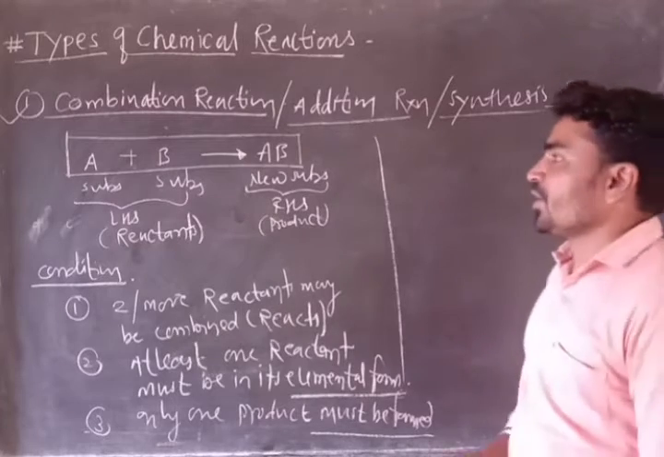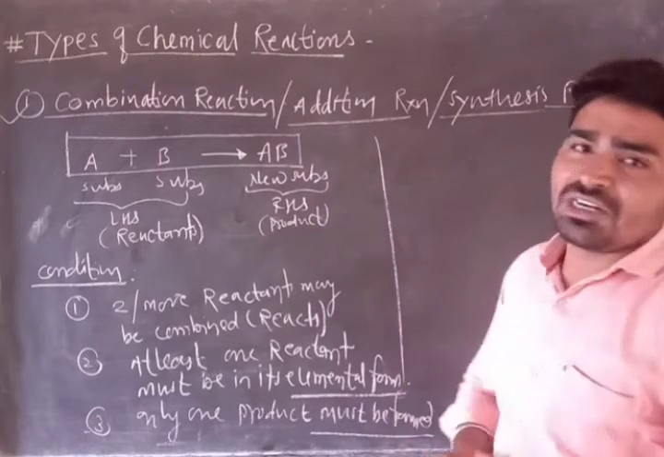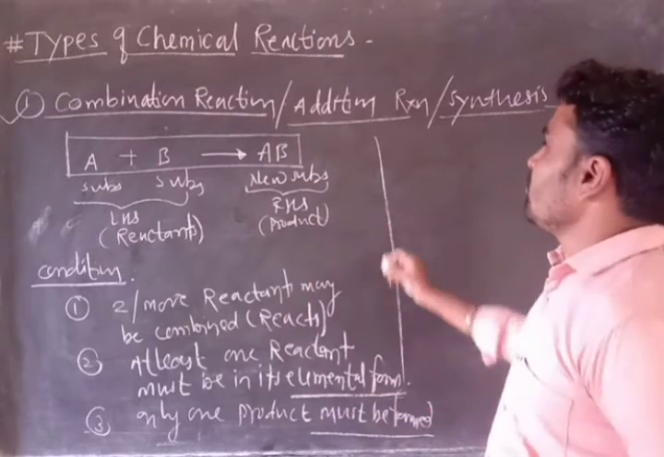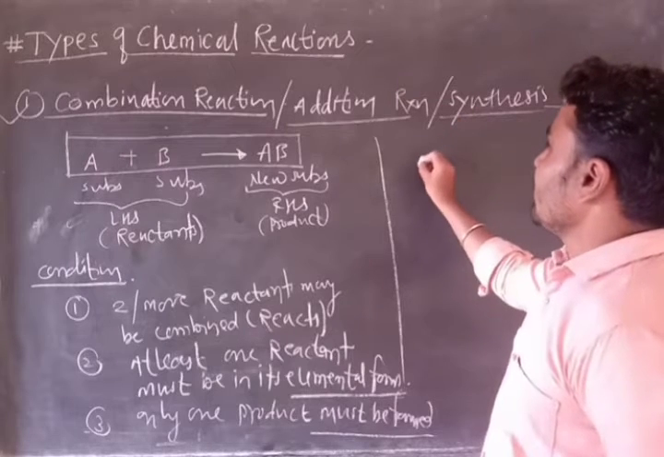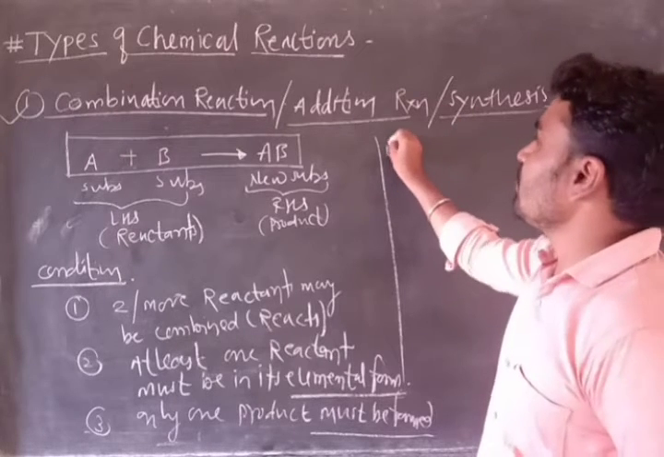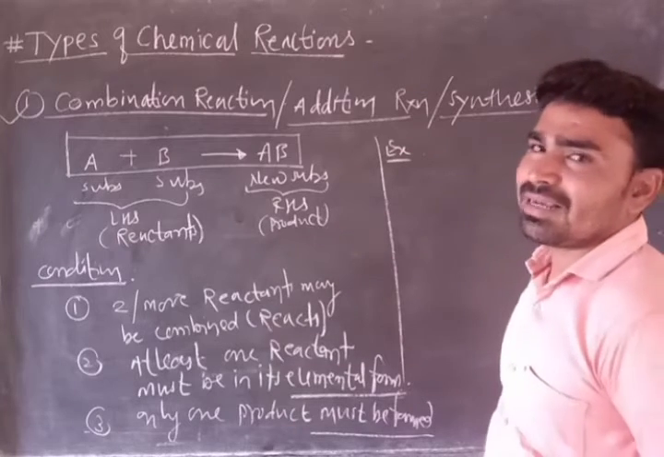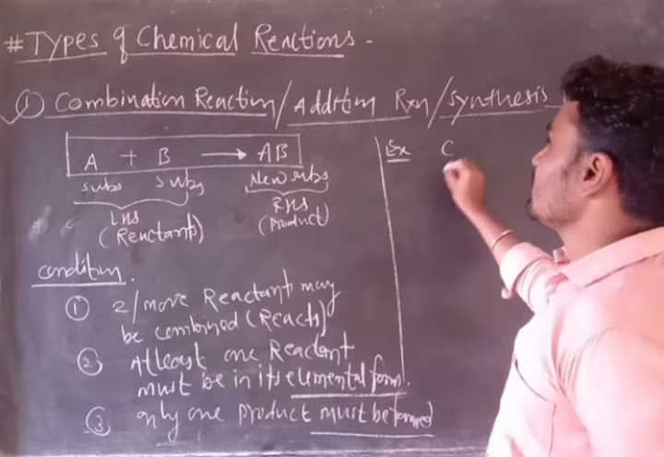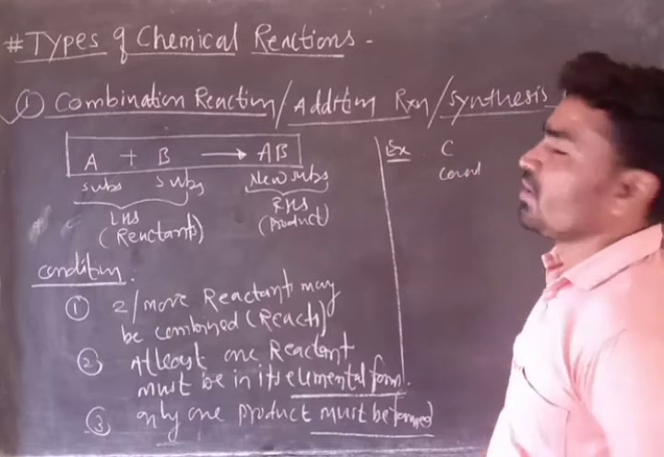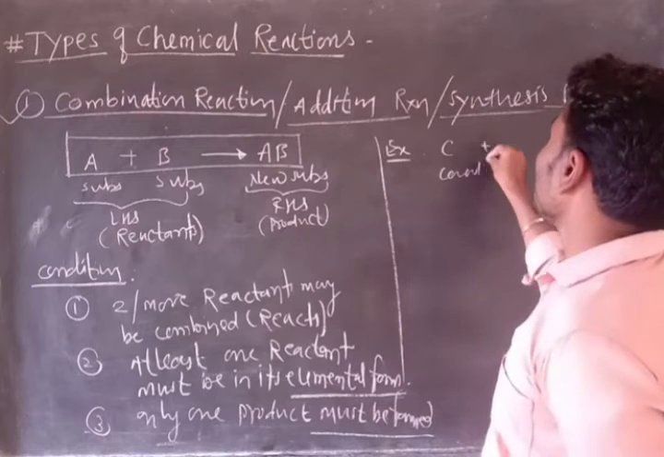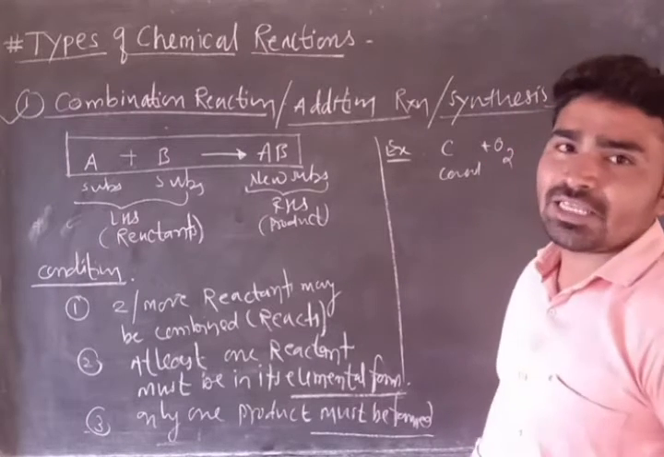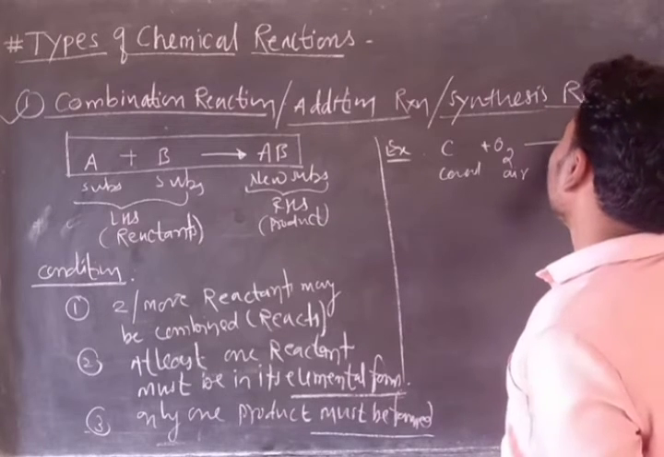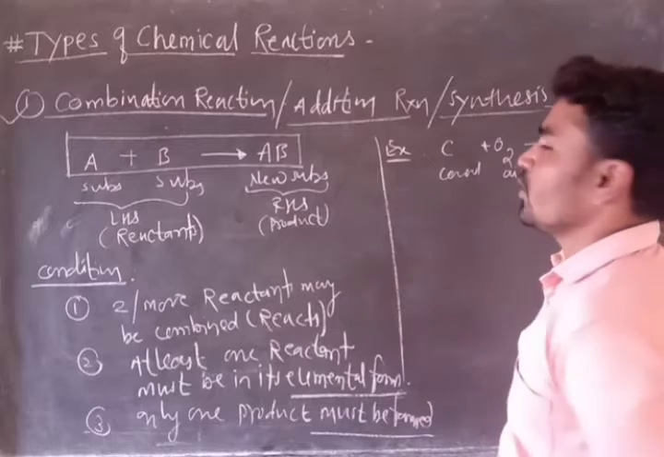Okay, my dear students, here we will learn the combination reaction with the help of simple examples. For example, here I am going to write a very basic example to make you understand the types of chemical reactions. Consider carbon. Carbon is the main substance in coal, and we are going to combust it in the presence of air, that is O2. It will give carbon dioxide.